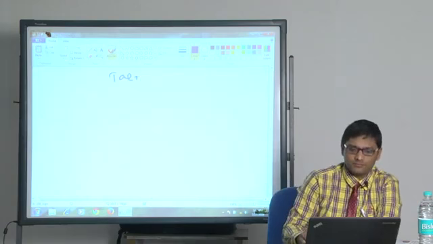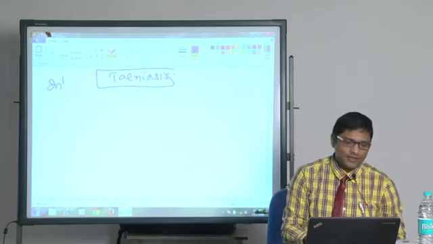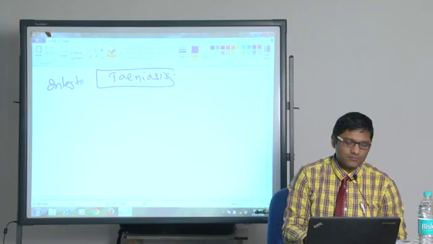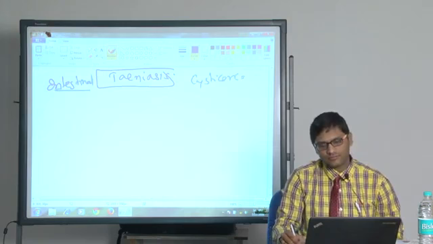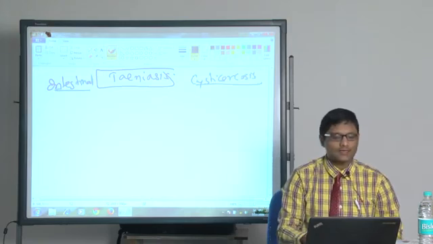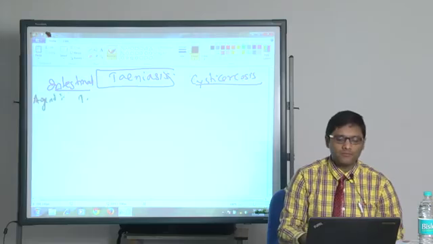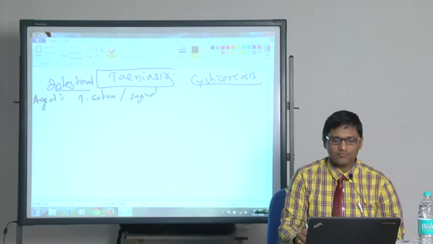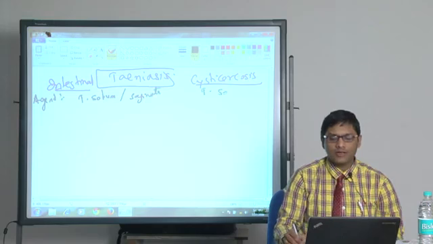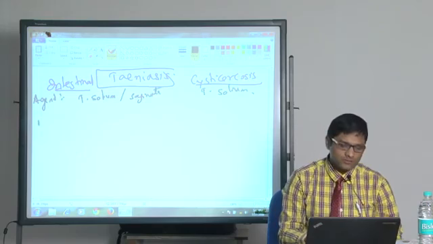Taenia. Taeniasis. Taeniasis is of two types, intestinal taeniasis, the other one is cysticercosis. Agent: intestinal taeniasis, Taenia solium and saginata. Cysticercosis is only Taenia solium.